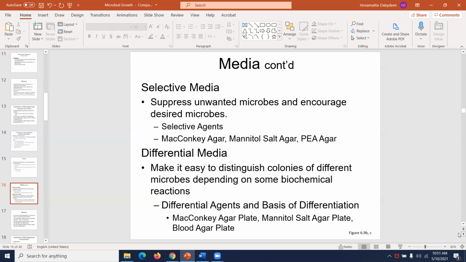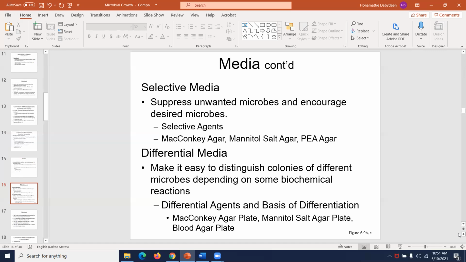Differential media, on the other hand, also have some added ingredients in these media that will make it easy to differentiate one group of organisms from another, depending on some biochemical reactions.